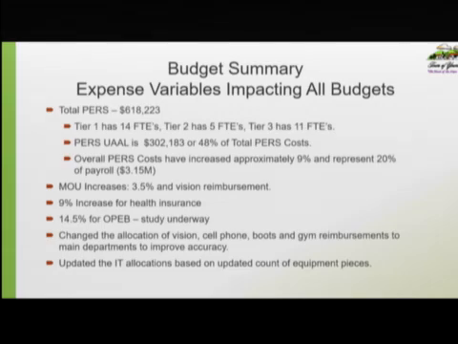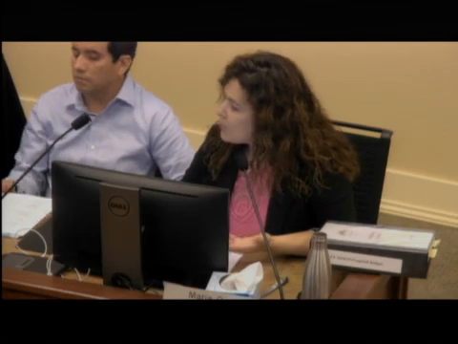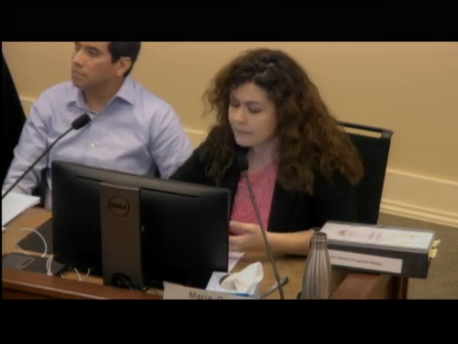One of the changes that you'll see in the departments is small, but it can look different if you're really looking at the detail of the departments. We changed the allocation of vision, cell phone, boots, and gym reimbursements to the main departments to improve accuracy. What we were literally doing before was splitting these small amounts based on where every employee was assigned to, and it was causing a lot of manual entries, and it was just silly. So you'll see a larger roll-up cost in a main department, mostly in the administration department, just to cover the costs in one place. Really improves data entry and accuracy when we pay these things out and when we track them in payroll, just to improve our processes in-house.